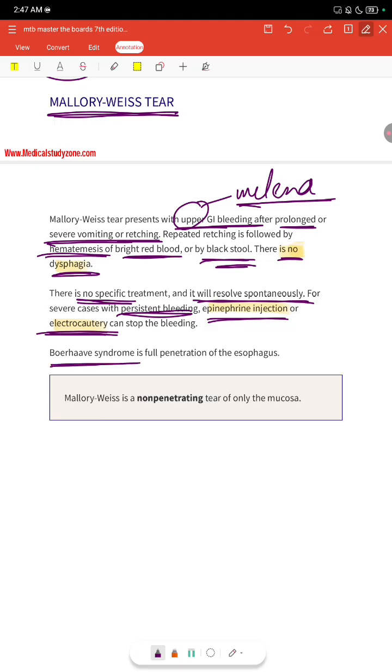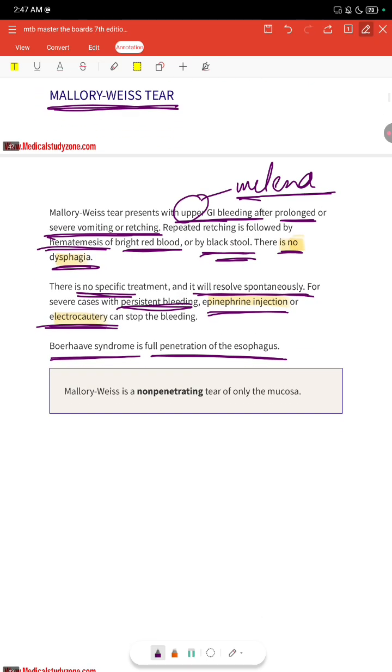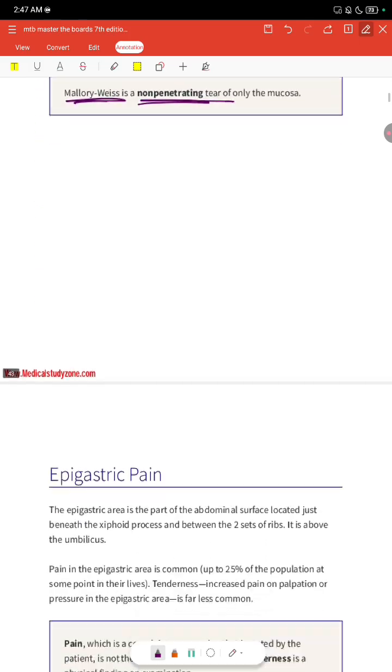So what's Boerhaave syndrome? There is this subtle difference between the Mallory-Weiss tear, it's just a tear, and then we have got Boerhaave syndrome, which is full penetration of the esophagus. So this is a large tear, and Mallory-Weiss is a non-penetrating tear of only the mucosa, while Boerhaave syndrome involves the entire full penetration of the esophagus.